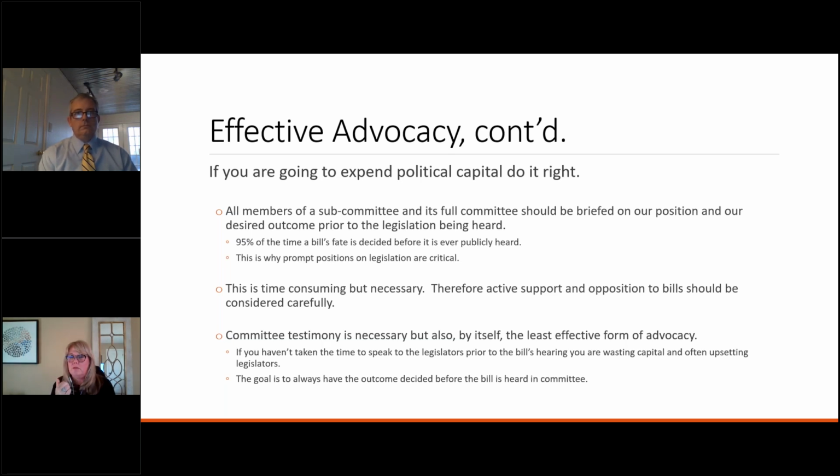But the goal is to always have an outcome decided on a bill before it's heard in committee, because we don't want to be surprised. So again, so much of what we do is doing our homework before anything happens. And so that's why being a part of the legislative committee, reading through the bills that James identifies, and attending legislative meetings, especially during session when we meet weekly, is so important.